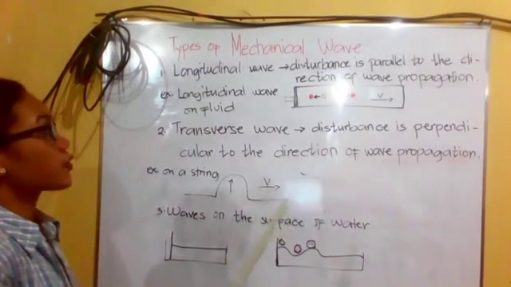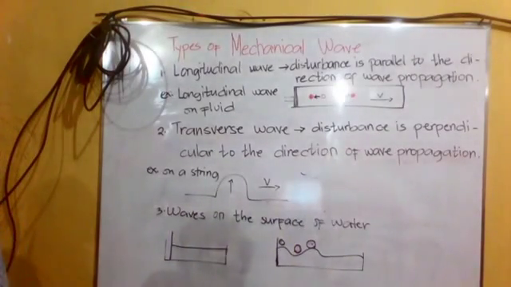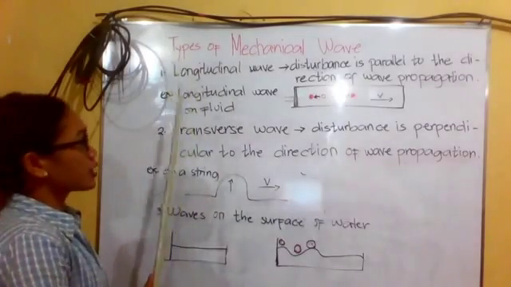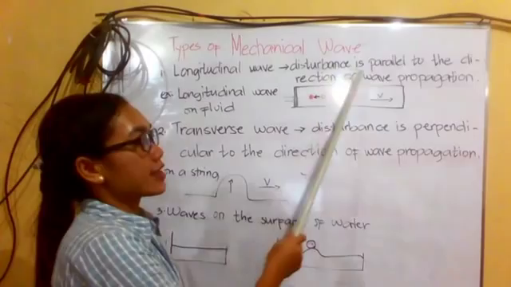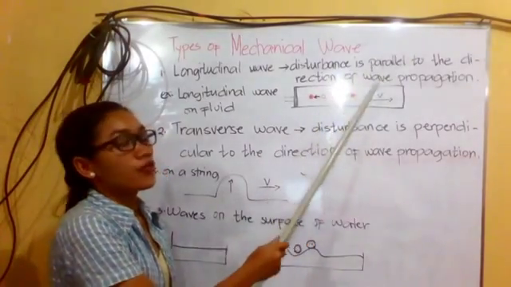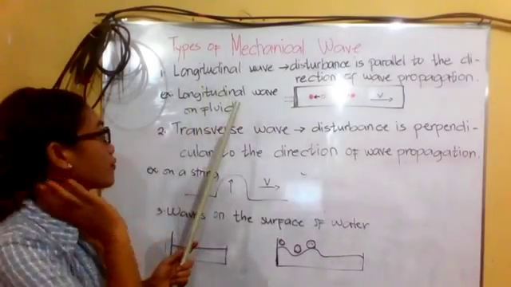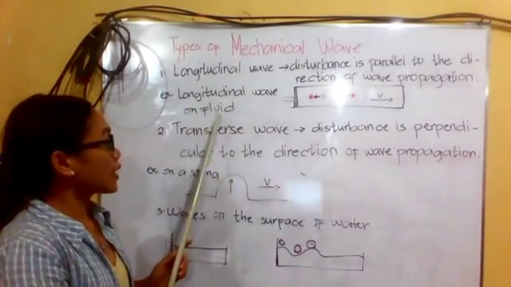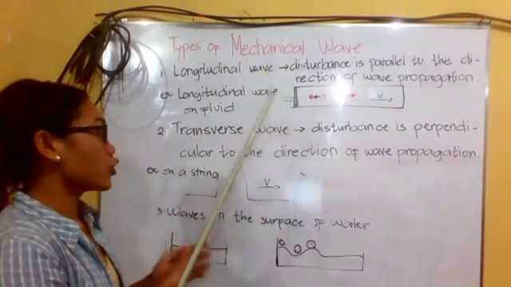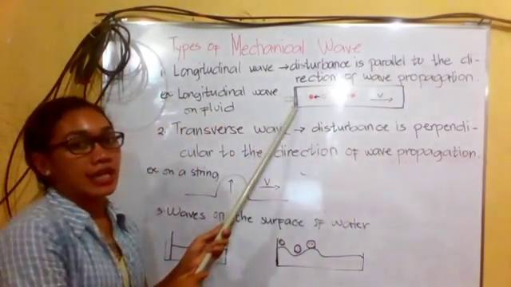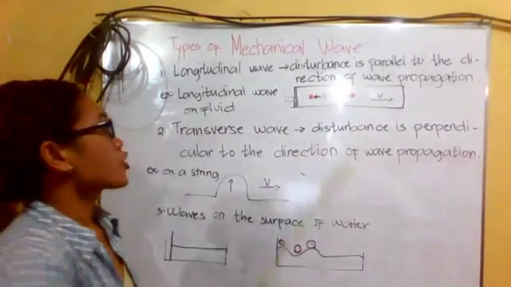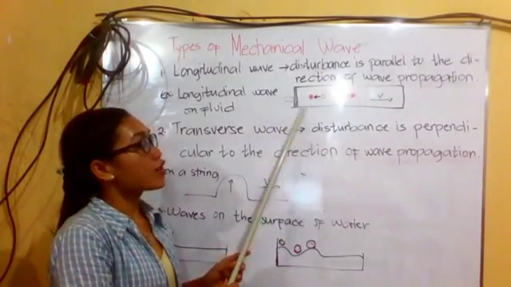Now, what are the types of mechanical wave? First, we have the longitudinal wave. A longitudinal wave is where the disturbance is parallel to the direction of the wave propagation. An example of this is the longitudinal wave on a fluid, where fluid is placed in a tube with a rigid wall on the right side and a movable piston on the left side. As you move the piston back and forth, the wave occurs.